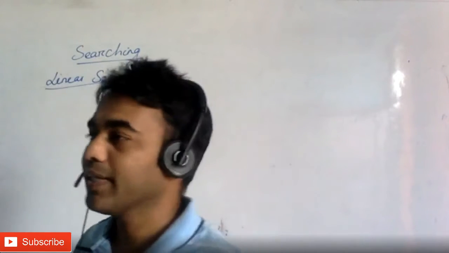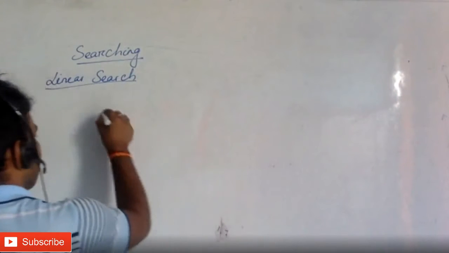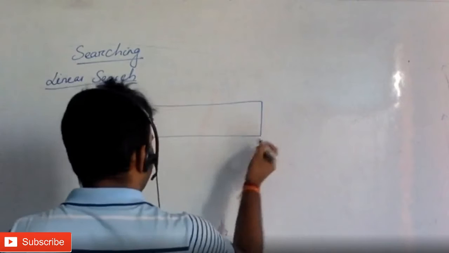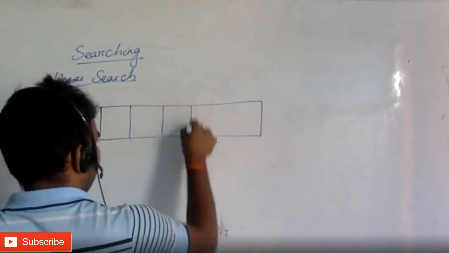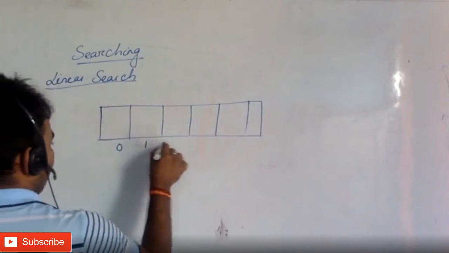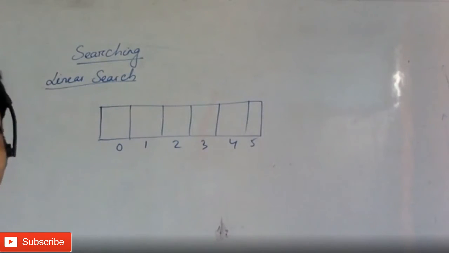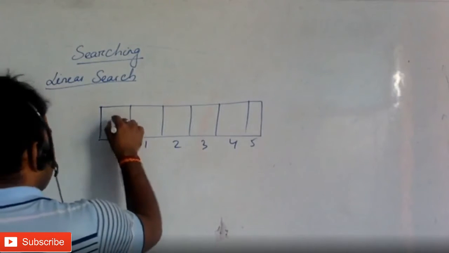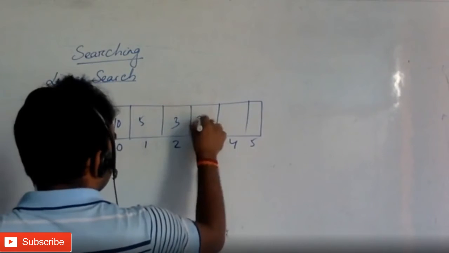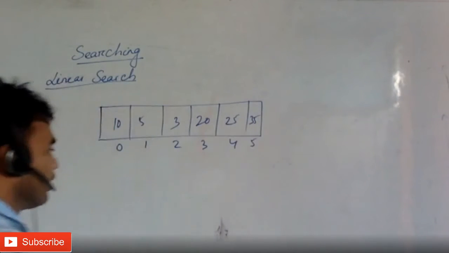So given any particular array, let's take an example. Suppose our array is like this. Any array is given. The array is indexed from 0: 0, 1, 2, 3, 4, 5. So this is my array, right? It contains some elements like 10, 5, 3, 20, 25, 35. Okay.